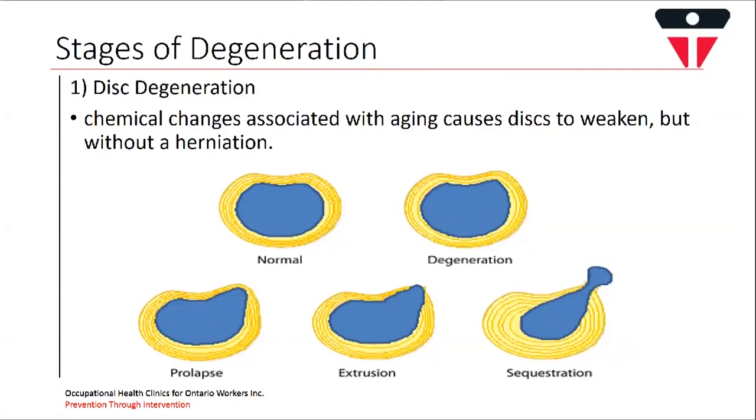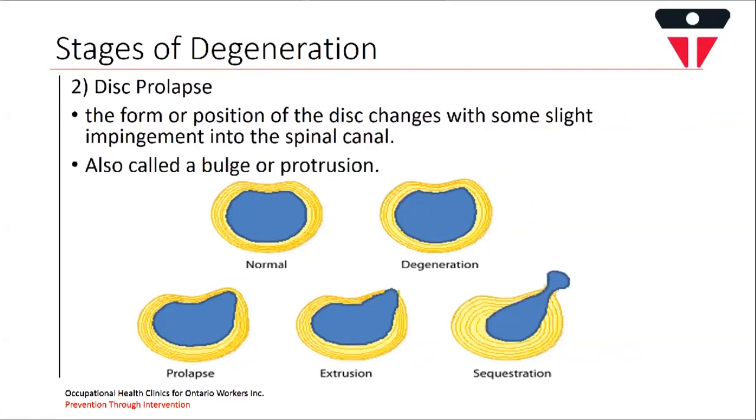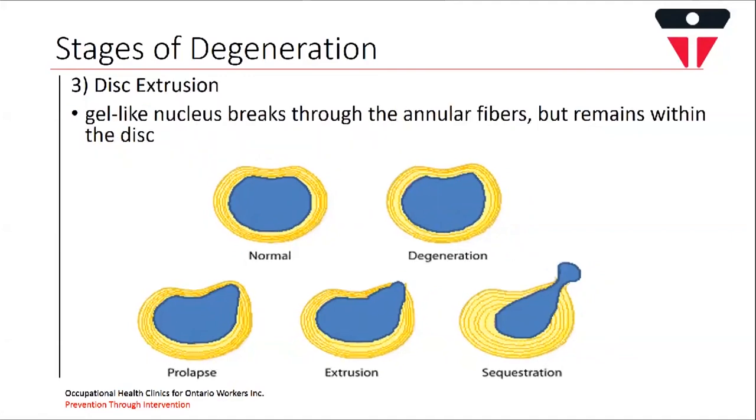Degeneration: basic chemical changes associated with aging cause the disc to weaken without any form of herniation. For disc prolapse, the position of the disc changes with some slight impingement into the spinal canal. It's also known as a disc bulge or disc protrusion. For disc extrusion, the gel-like nucleus will break through the annular fibers, but remain within the disc itself. For sequestration, the fluid is now being expelled into the spinal canal.